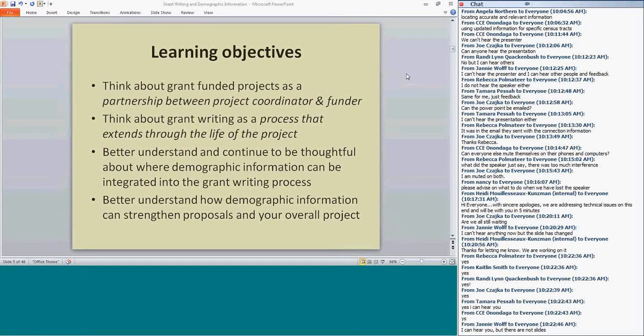That you will also see the grant writing as part of a process that extends through the life of a project. So it's a key component of it, but you're really thinking about the broader project throughout it. That you'll better understand and continue to be thoughtful about where demographic information can be integrated into this.